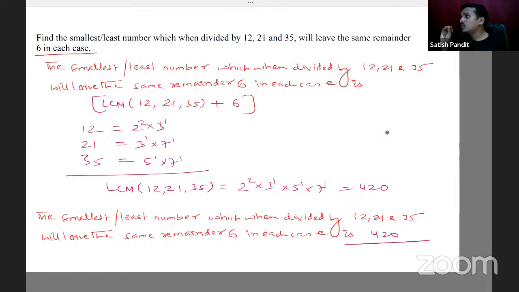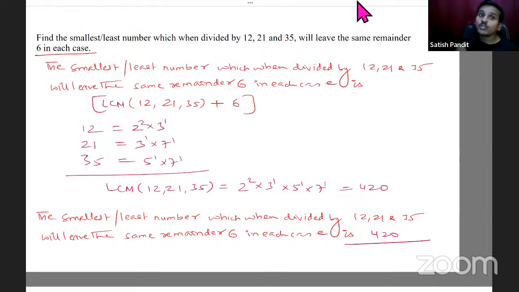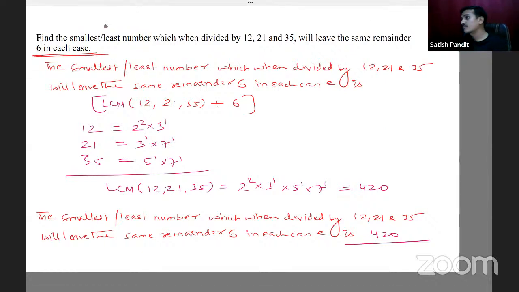See, you know that LCM is the smallest number which is divisible by the given numbers. So whenever you want to find the smallest number, you have to find LCM. But you want remainder 6 in each case. So the steps are a bit different. You have to first find the LCM of these numbers and add 6. Then I will keep getting remainder 6 in every case. So the smallest number, which when divided by 12, 21, and 35, will leave the same remainder 6 in each case, is what? You first find the LCM of the numbers and add 6 to that.